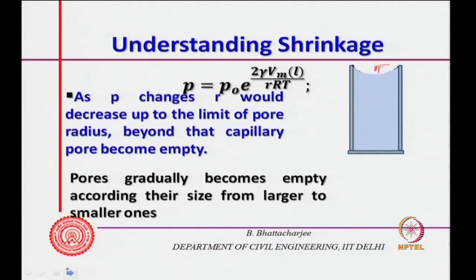So, this is the phenomenon of drying. Pores gradually become empty according to their sizes, so larger pores are emptied first and then it comes to the smaller pores. Typically, the large neck will first get emptied. Of course, this depends upon the vapor pressure existing and the capillary size, and that is how drying takes place.